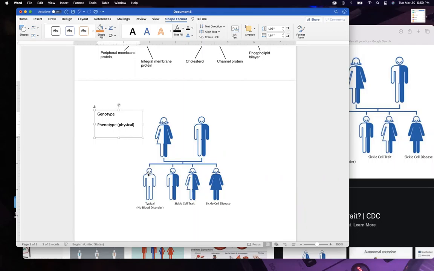They're carriers and they have very, very mild symptomology compared to your full-blown sickle cell. And this particular child, or progeny, the way genetics talks about it, is normal or typical, no blood disorder. Now, what's genotype? Genotype is the genetics.